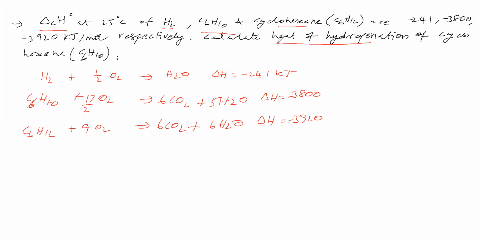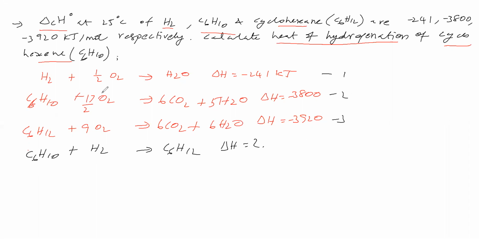What is the question? Heat of hydrogenation. Hydrogenation means addition of hydrogen. Heat of hydrogenation of cyclohexene, formula C6H10, plus hydrogen gives C6H12. For this we have to find delta H. So cyclohexene plus hydrogen gives cyclohexane. Equations number 1, 2 and 3 are given, and using these we have to find it.